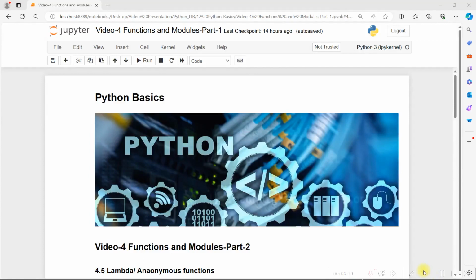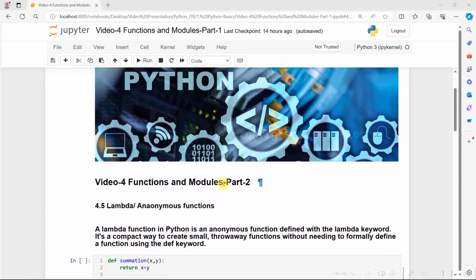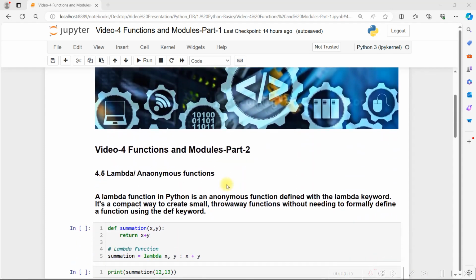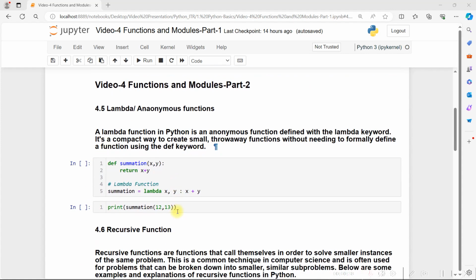Here we are going to discuss functions and modules. Functions and modules are an integral part of Python, as is the lambda or anonymous function. A lambda function in Python is an anonymous function defined by the lambda keyword. It's a compact way to create small throwaway functions without needing to formally define a function using the def keyword. So let us see one example of a lambda function.